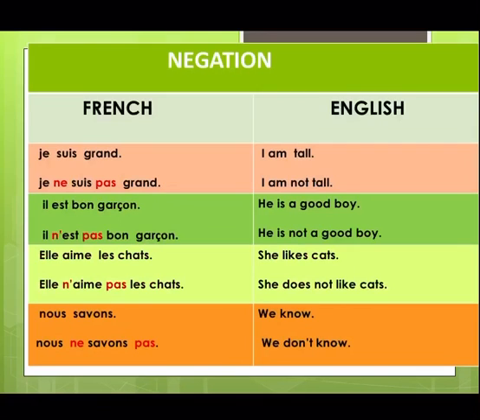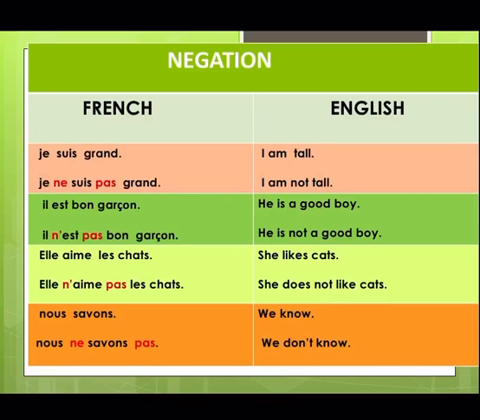So we have to add, as per the rule, ne before suis and pas after it, and it will be converted into a negative sentence. Je ne suis pas grand. I am not tall. Now in the other example, il est bon garçon. He is a good boy. Here again, il is the subject pronoun, est is the conjugated form of the verb être, and bon garçon: bon is an adjective and garçon is a noun.